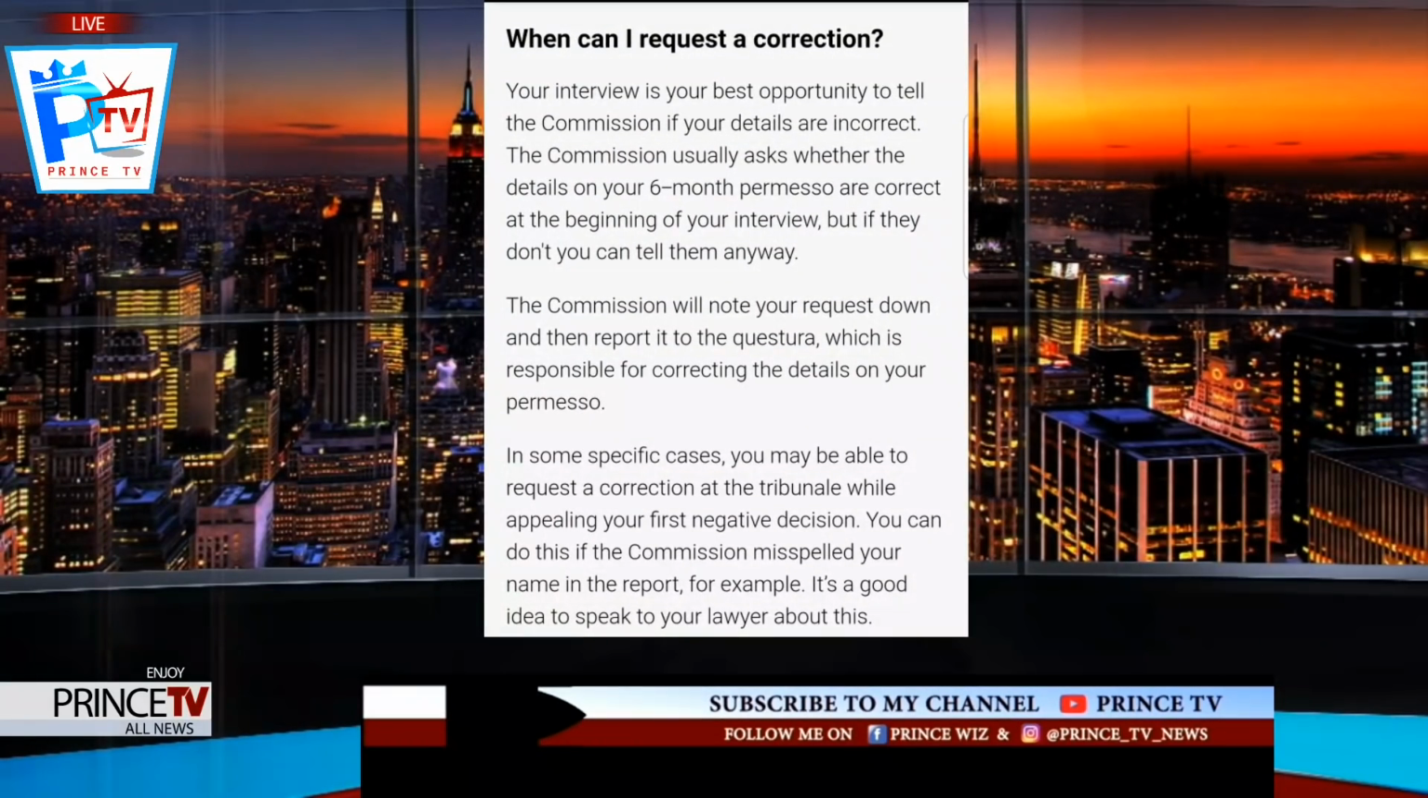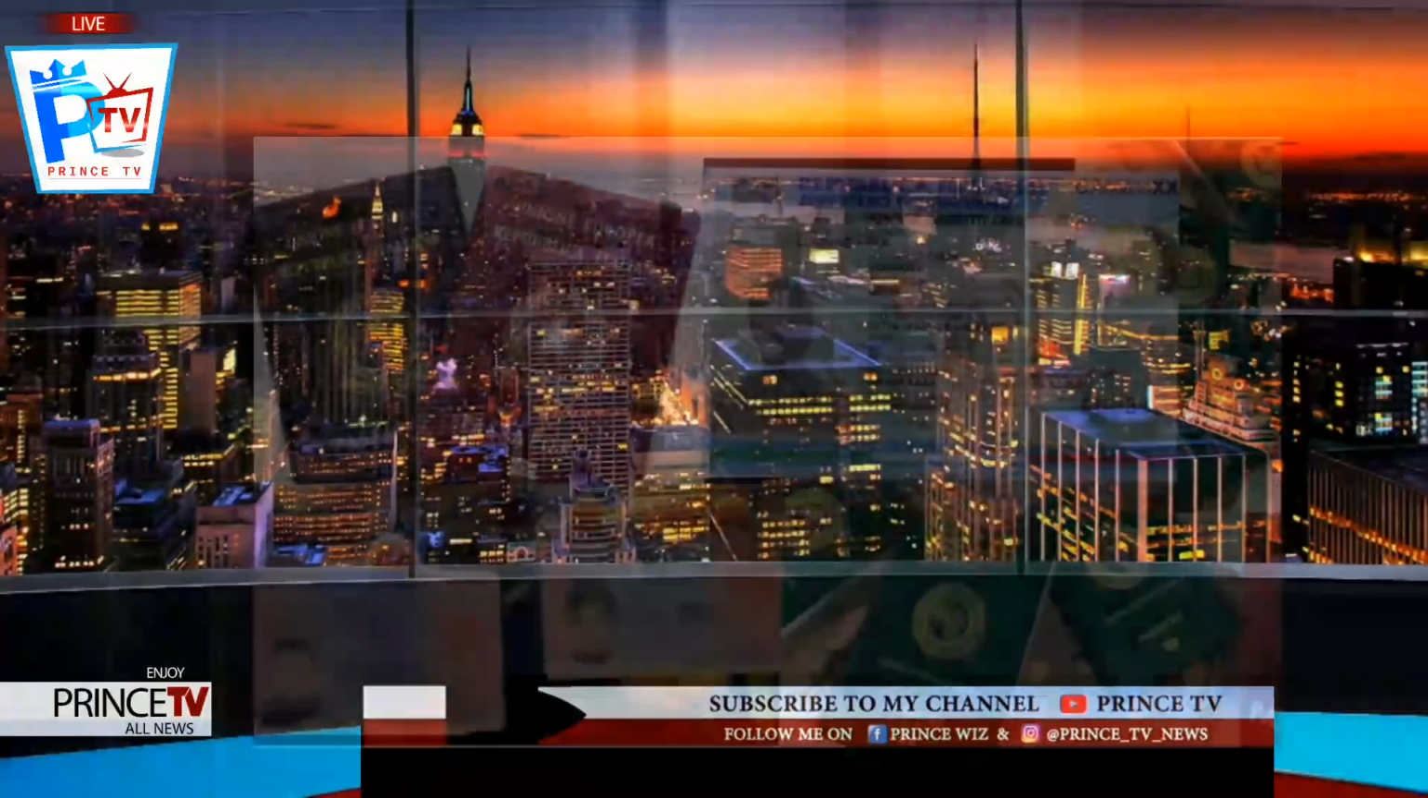All right, he said, when can I request a correction? So now let's see when one can request a correction on their name on the Permesso di Soggiorno. All right, he said here, your interview is your best opportunity to tell the commission if your details are incorrect. The commission usually asks whether the details on your 6-month permesso are incorrect at the beginning of your interview. But if they don't, you can tell them anyway. You understand? All right, he said, the commission will note your request down and then report it to the questura, which is responsible for correcting the details on your permesso.